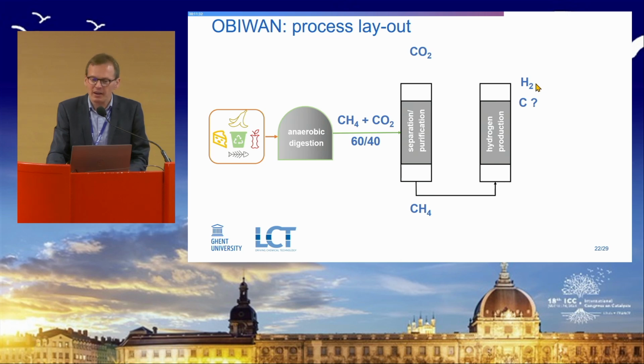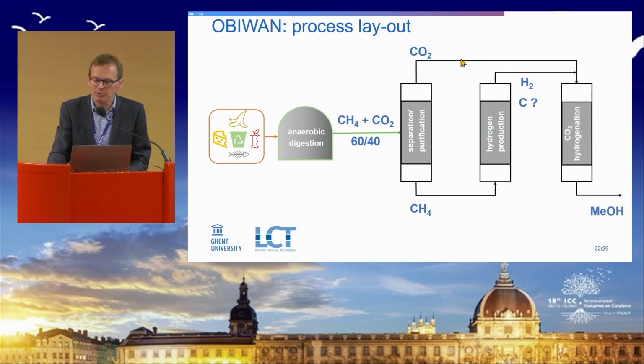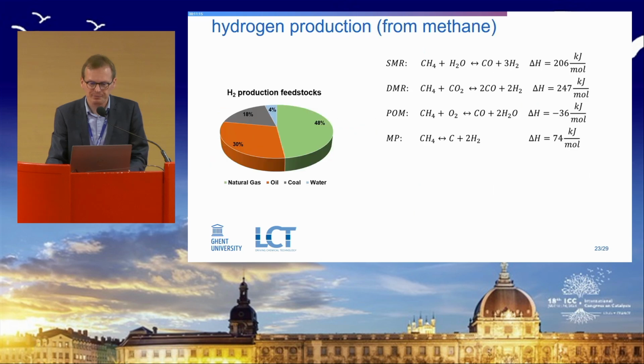Having extracted the hydrogen, we can use it to hydrogenate the CO2 into methanol, which can then be further converted into a proper platform chemical and can be further converted into the desired chemicals. To produce hydrogen from methane, there are various possibilities, various opportunities: steam methane reforming, dry reforming of methane, partial oxidation, or methane pyrolysis.